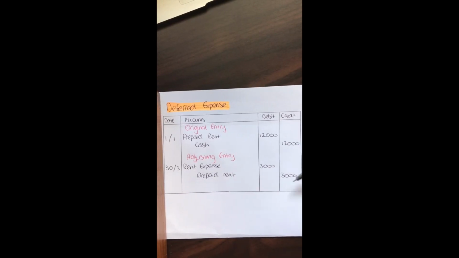However, after 3 months, we have used $3,000 worth of prepaid rent. Therefore, we decrease our prepaid rent and credit it, and increase our rent expense and debit it by $3,000. Therefore, leaving $9,000 left in our prepaid rent account.